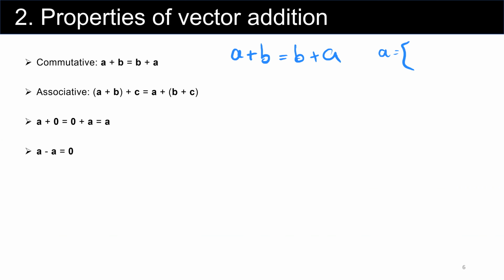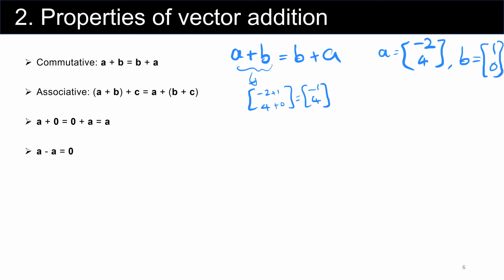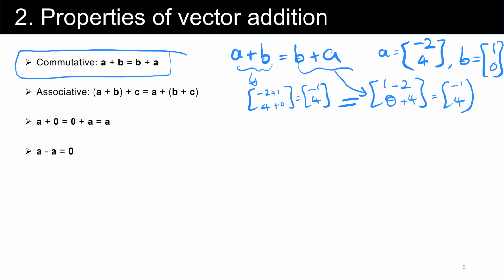Let's say A is equal to (-2, 4). B is equal to (1, 0). So A plus B is going to be -2 plus 1, 4 plus 0, which is (-1, 4). And B plus A is 1 minus 2, 0 plus 4, which is equal to (-1, 4). So as you can see, these two are equal. So this is the commutative feature.